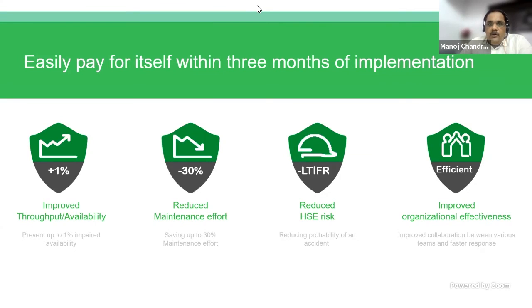And as a value, it provides 4 values. The first is it improves reliability, which helps to improve the throughput and availability. It reduces the maintenance effort because we move from time-based maintenance to condition-based maintenance. It reduces the HSE risk because it's automated, centralized monitoring. You don't go out in the field to monitor. And lastly, it improves organizational effectiveness because it tells which asset requires more attention, how fast you should respond, and all.